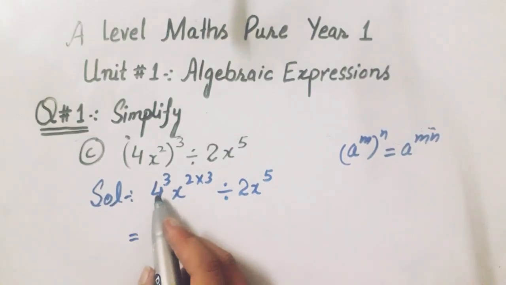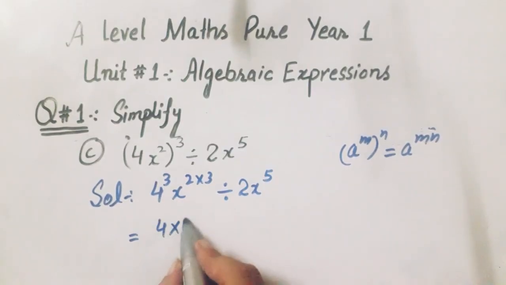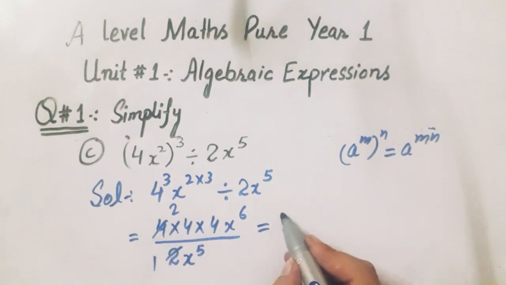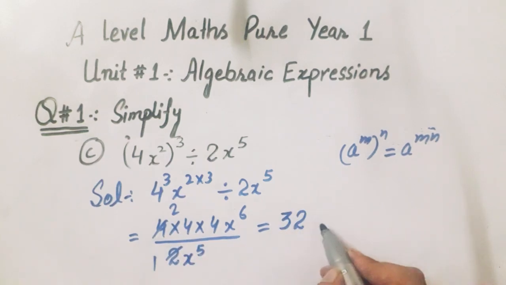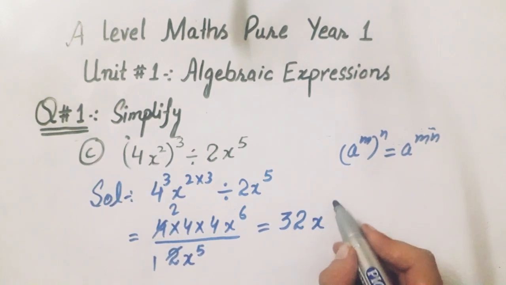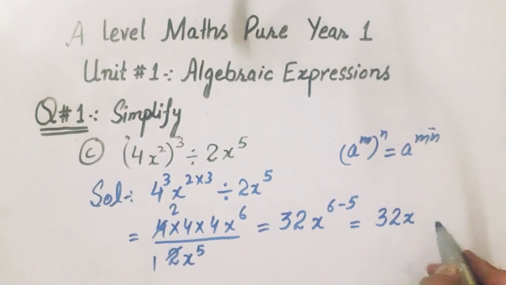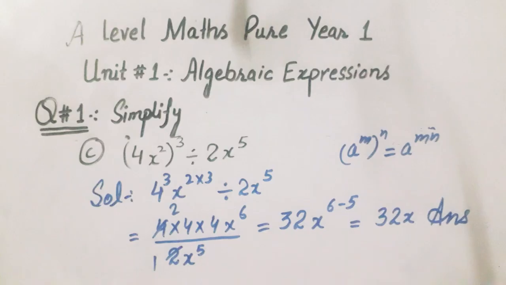So in the next step, 4 multiply 3 times, and divide this by 2x raised to power 5, and this is x raised to power 6. It means 4 4s are 16, 16 2s are 32. So 32 x raised to power 6 minus 5, that means 32x. So this will be the answer. Now we will solve the D part.